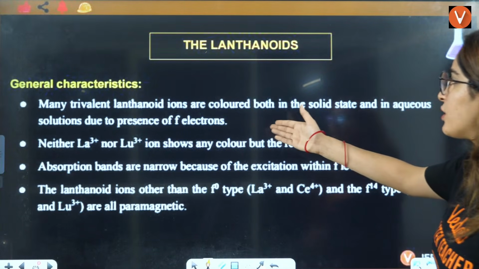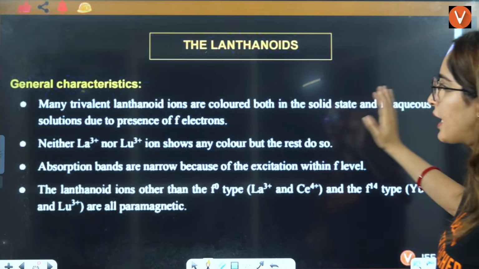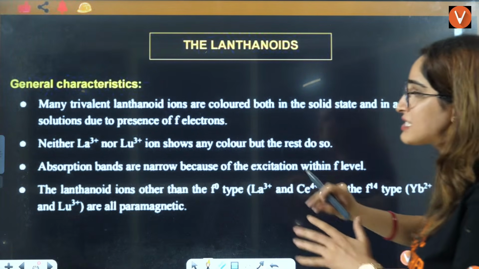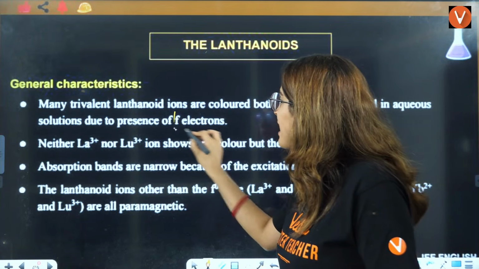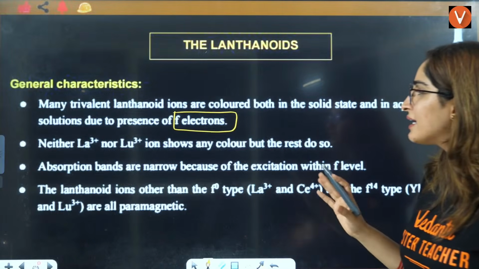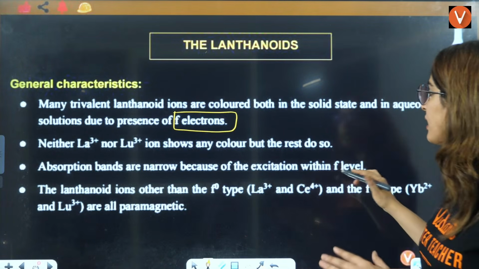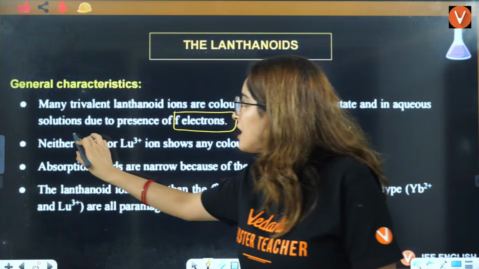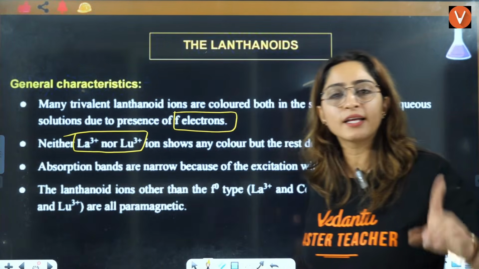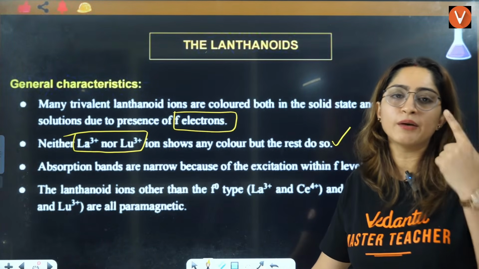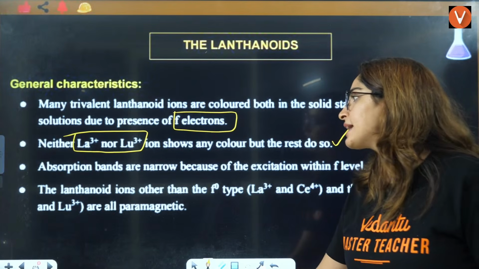Many trivalent lanthanoids are colored, in both solid state and aqueous solution, due to presence of f electrons. Just like you have d-d transition, you have f-f transition. Neither this nor this ion shows any color, but the rest do. Lanthanum 3 positive and lutetium 3 positive will not have any color, right?